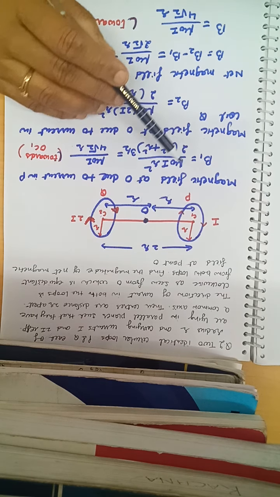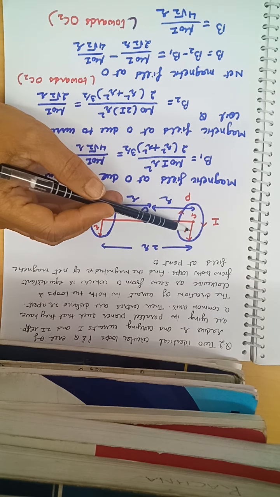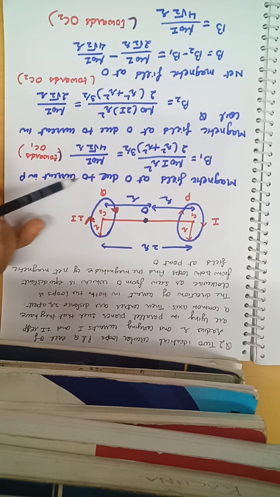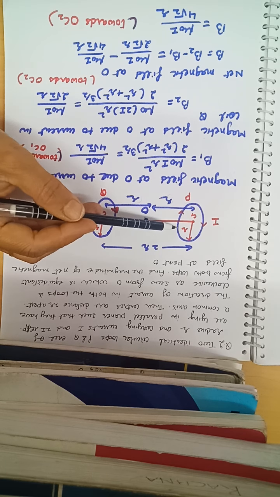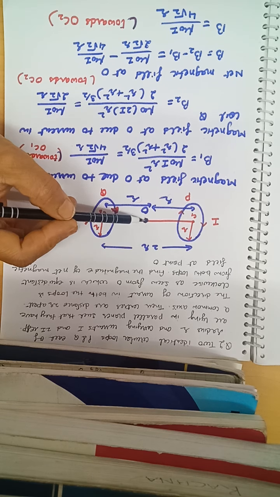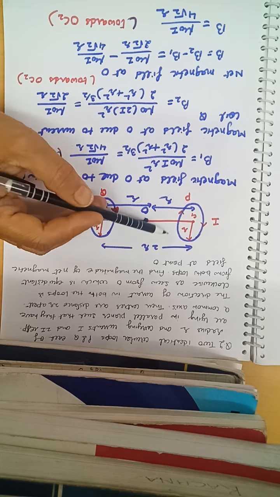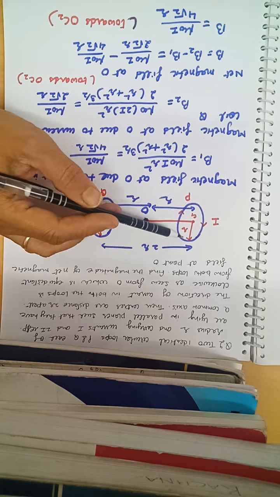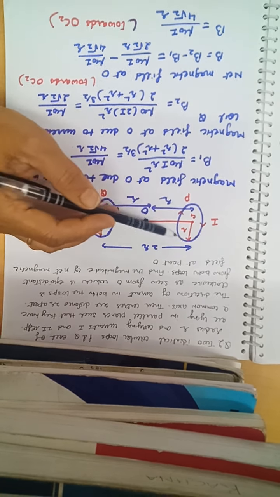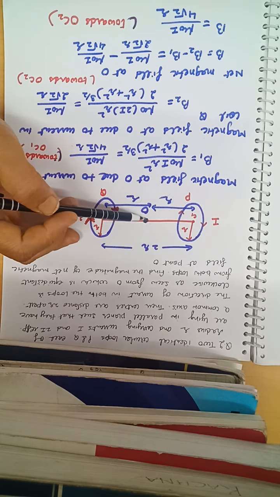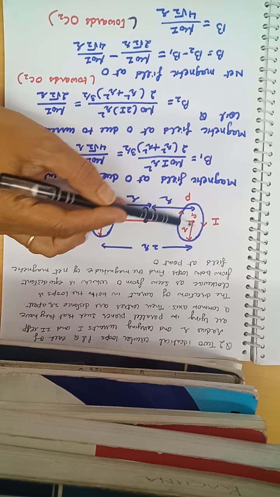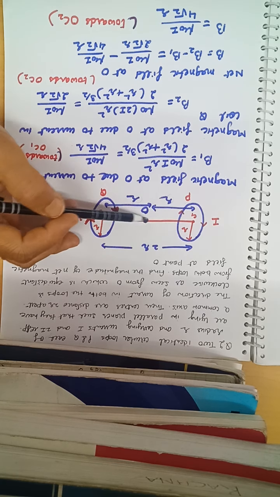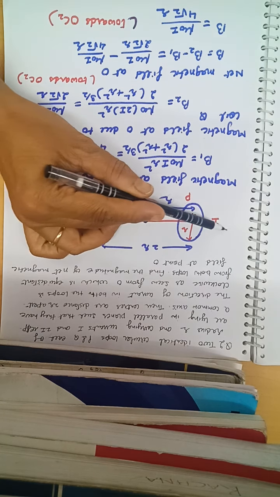So first of all, the magnetic field at the point O due to the current in the coil P. When you see the direction of current from the point O for this loop, it is clockwise. When the current is in the clockwise direction, what is the direction of the magnetic field at the point O? This is the inward direction, perpendicular to the plane, and at the center it will be inward.